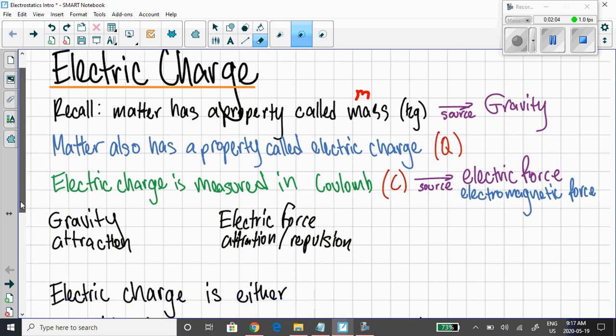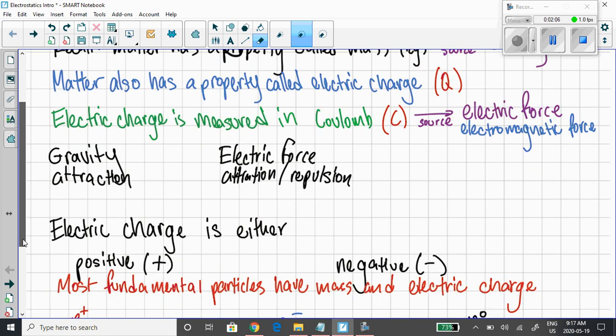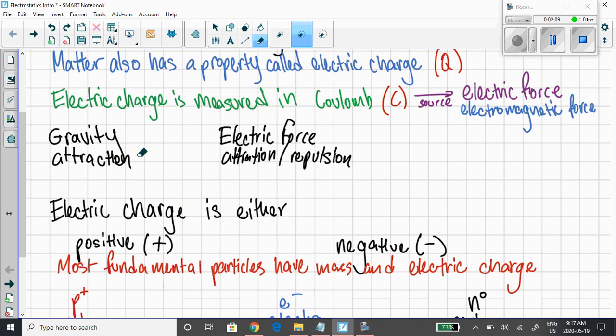Now let's talk about comparing these forces again. Gravity is always an attractive force. That's it. Electric force, on the other hand, is a little bit different. There can be attraction, but there can also be repulsion. You can't have that with gravity, so there's a little added twist here.